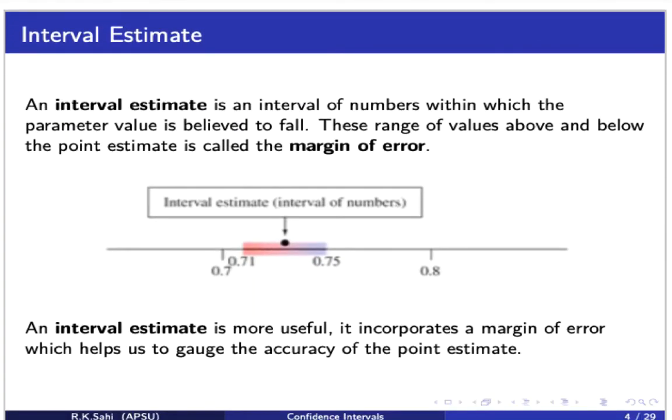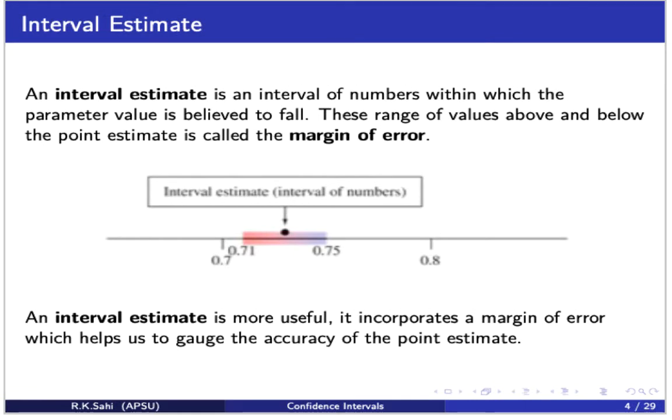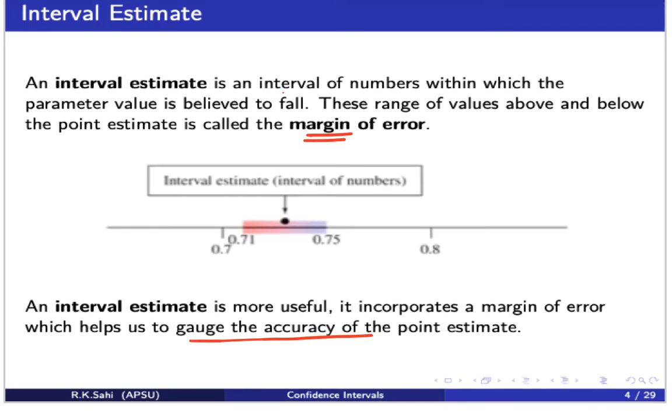Interval estimates give us a little leeway and a range of values to be more comfortable with. So what is an interval estimate? It's an interval of numbers within which the parameter value is believed to fall. The range of values is what we add or subtract to the point estimate, and that is called the margin of error. It's much more useful than the point estimate as it helps to gauge the accuracy of the point estimate. Now, point estimate and interval estimate together help us to get a confidence interval.